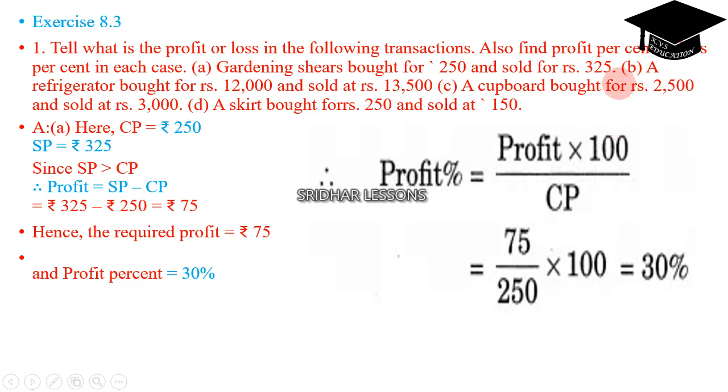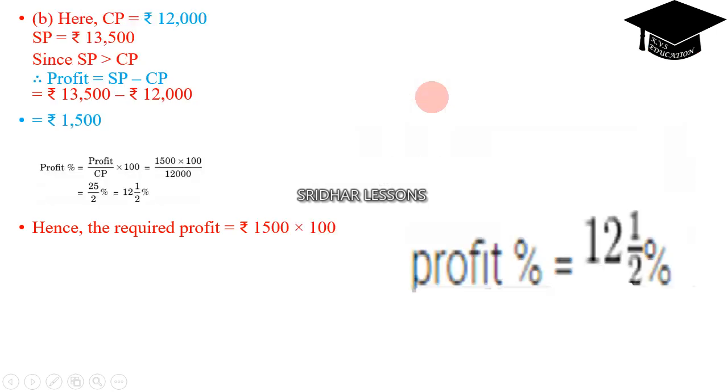Next, question B. A refrigerator bought for 12,000 rupees and sold for 13,500. Here the cost price is equal to 12,000 rupees and selling price is 13,500. If you observe, selling price is greater than cost price. Therefore, we are getting the profit. The profit we can calculate as selling price minus cost price, which is 13,500 minus 12,000, that is 1,500.